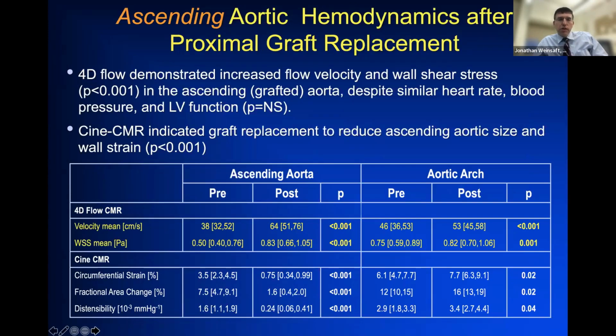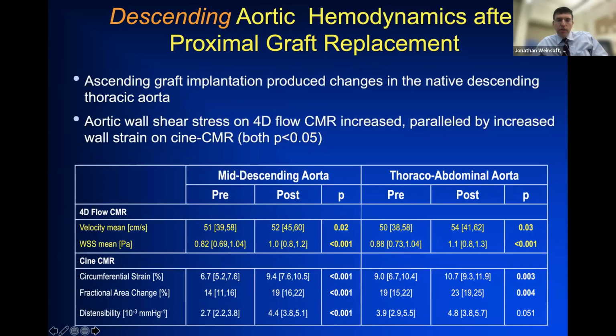What we did find in terms of temporal changes is that proximal implantation of current day Dacron grafts, which were stiffer, less compliant than native aortic tissue, markedly changed flow physiology, not only within the graft, but also downstream. So here we can look at both flow velocity within the ascending aorta, meaning within the graft. We can see that velocity and wall shear stress increased, but there were also increments in the aortic arch immediately distal to the graft. And those changes were paralleled by changes in aortic distensibility as measured by cine-CMR.